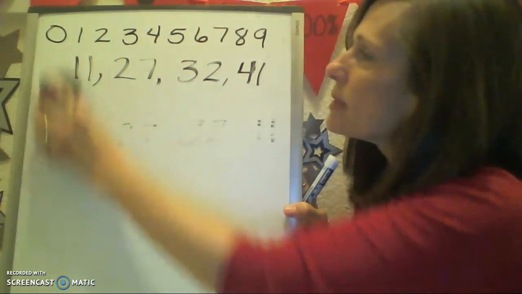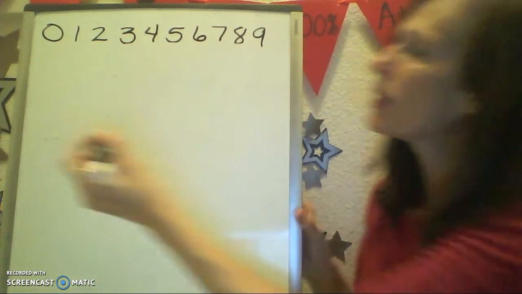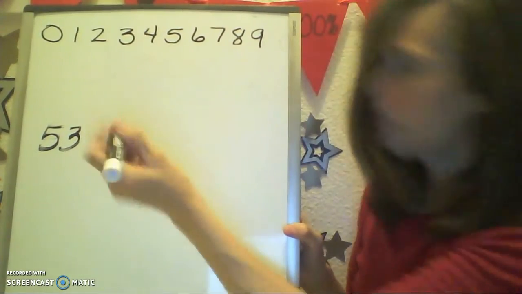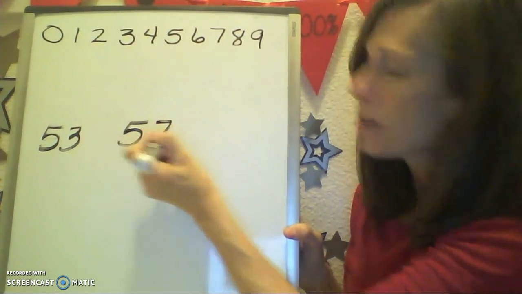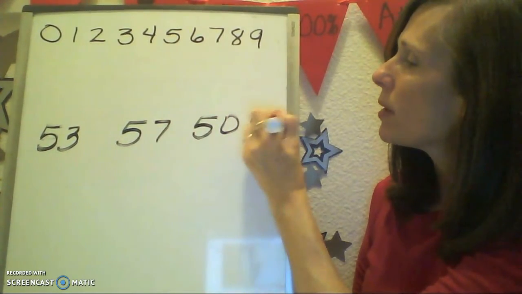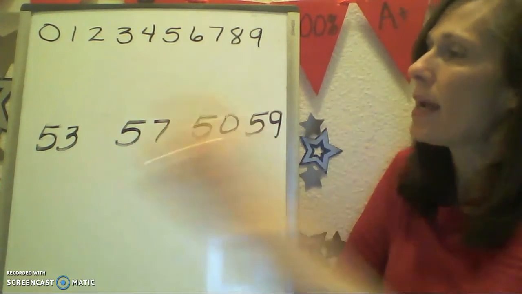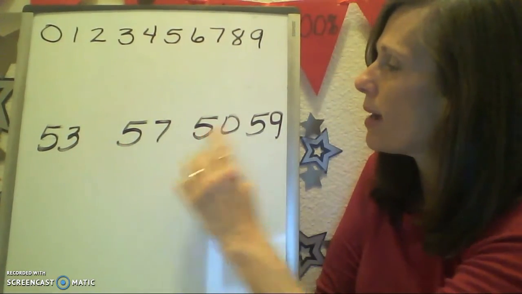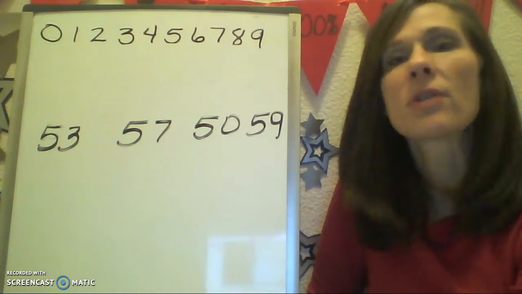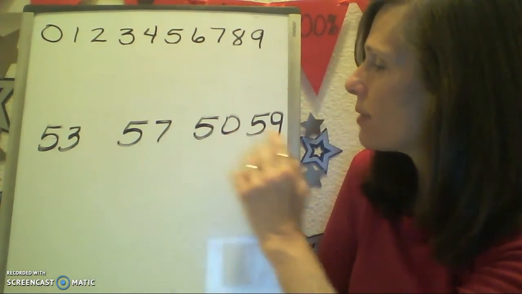All right, we have to be able to see patterns in the numbers that we're putting in order. So let's do one like this. 57. All right, so now let's look at these numbers. Well, I notice right away I've got a 5, 5, 5, and 5. So I can't use my tens place to help me put them in the right order, so I move to the ones place. So I have a 3, a 7, a 0, and a 9.